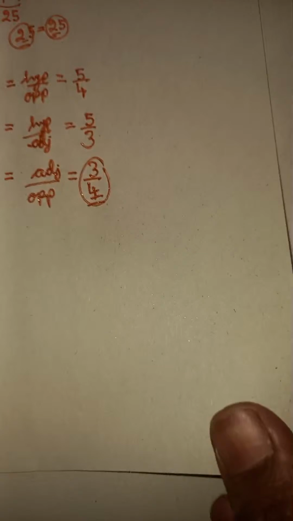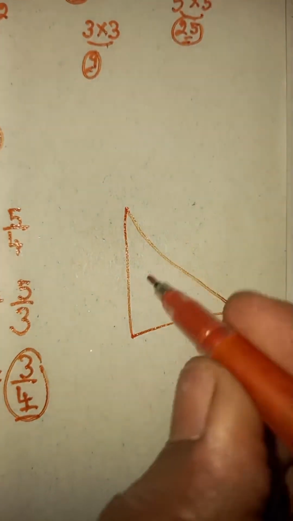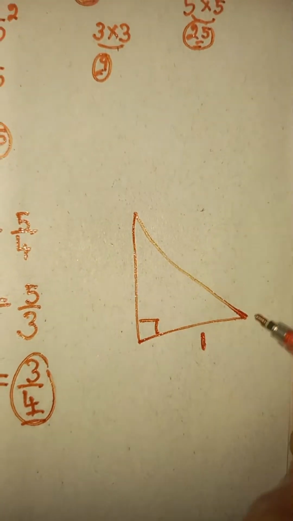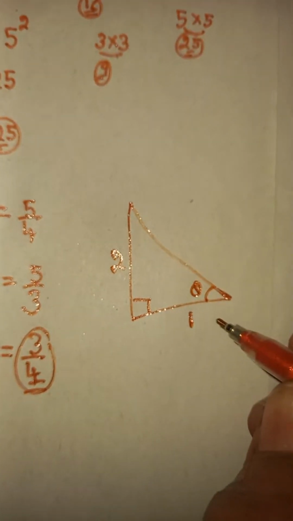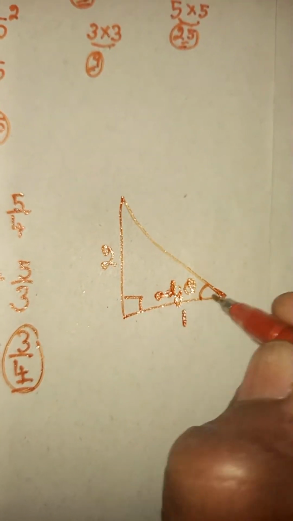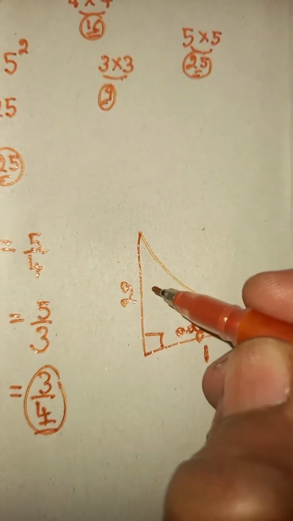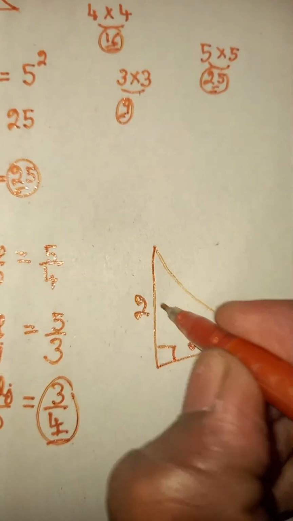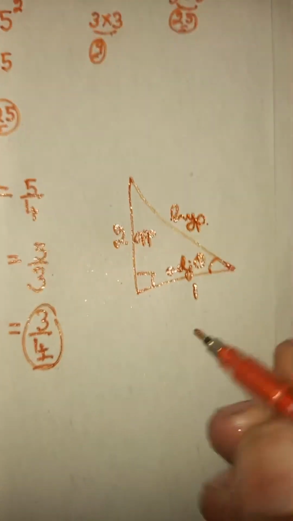They give another right angle triangle, and in this right angle triangle, this side is given as 1 unit and this side as 2 units. This angle is given as theta. This side which is just joining to the angle theta is adjacent, and this side which is opposite to this angle is opposite, and this is always the hypotenuse. Now you can find it out.